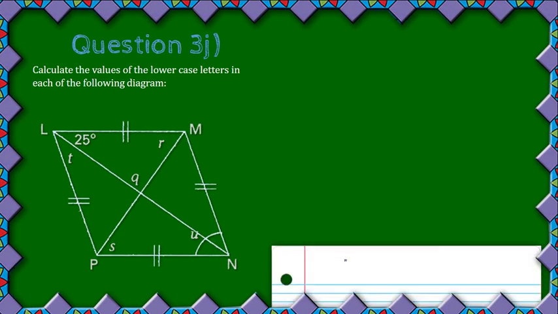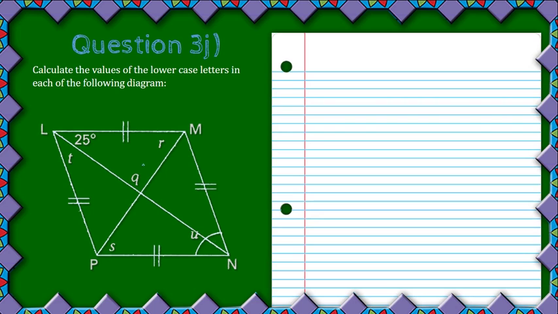Question 3J. Here we have R, Q, S, T, and U to solve. So we can start off by looking at what we are working with. And here we see that all sides are equal. So this means it must be a rhombus, because we're not given that it's 90 degrees. So this looks like a rhombus, and with a rhombus we know that the diagonals bisect perpendicularly. So this is going to be 90 degrees. So I can immediately say that Q is equal to 90 degrees.